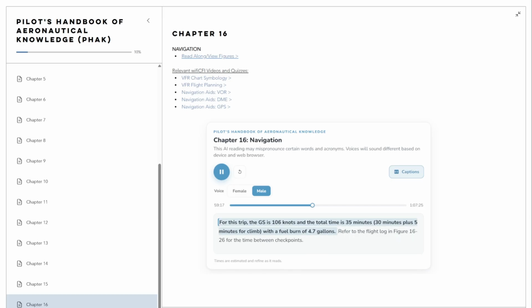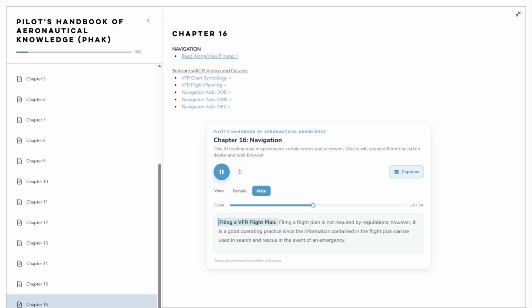For this trip, the GS is 106 knots and the total time is 35 minutes, 30 minutes plus 5 minutes for climb, with a fuel burn of 4.7 gallons. Refer to the flight log in Figure 16-26 for the time between checkpoints. As the trip progresses, the pilot can note headings and time and make adjustments in heading, GS, and time.